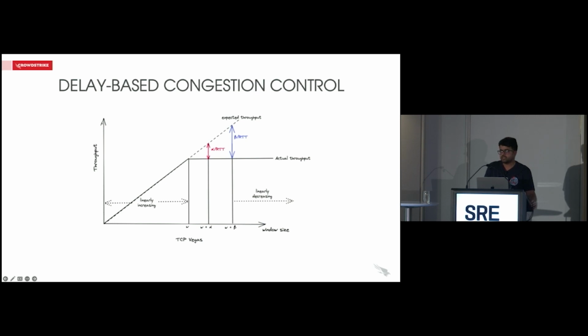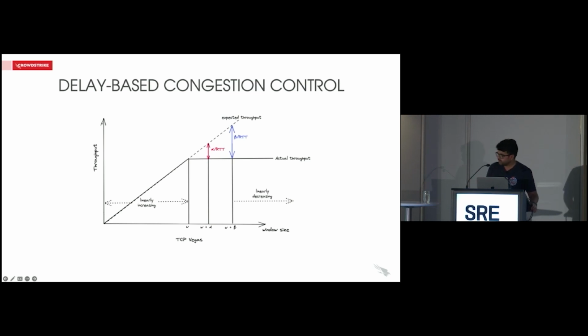On the other hand, we have delay-based control algorithms, and these algorithms react to round-trip time delay or a threshold being exceeded. The advantage of delay-based algorithms is that they achieve better average throughput, since they can keep the system around full utilization. We have implemented two such delay-based algorithms, and I've just drawn a visual representation of one such algorithm, which is TCP Vegas.